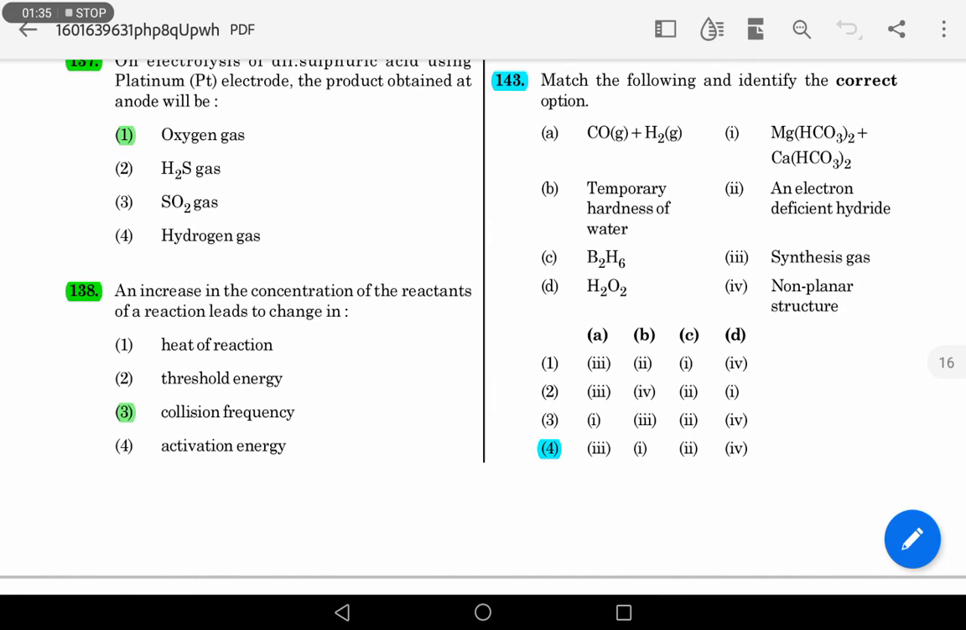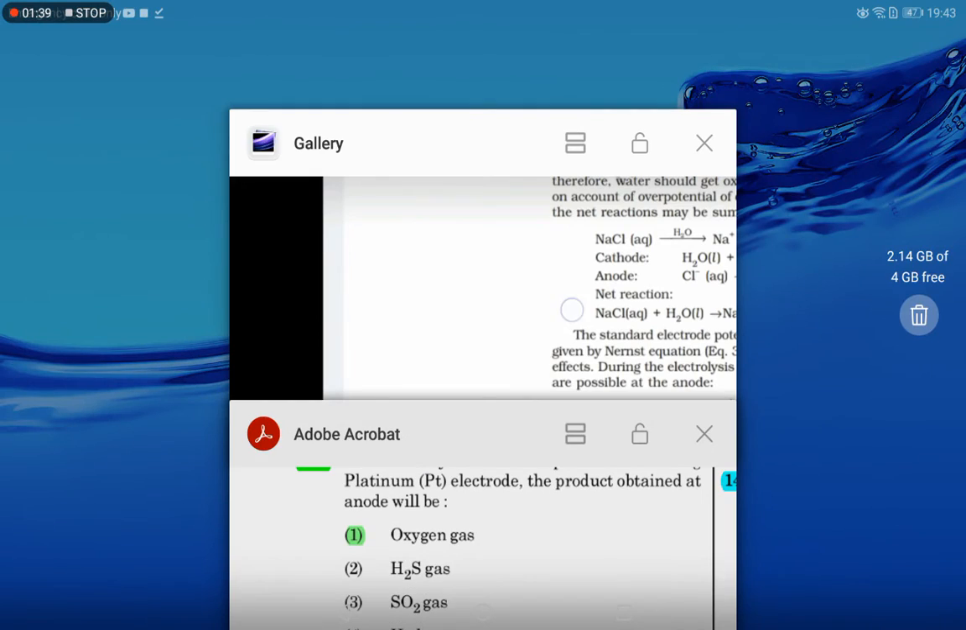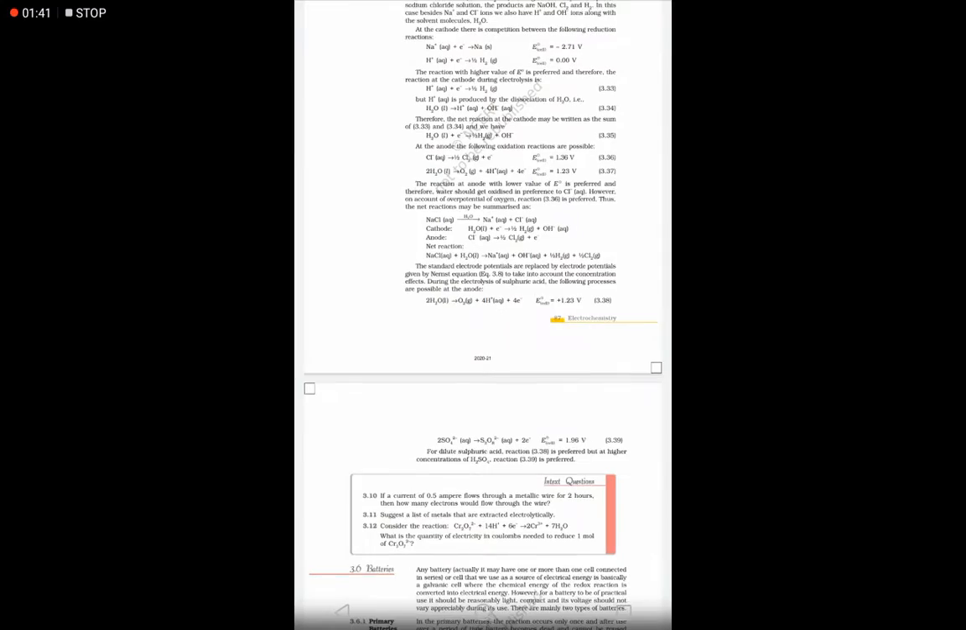An increase in concentration of the reactants of a reaction leads to a change in collision frequency. So we come to know that collision frequency changes on increase in reactants, because with increase in concentration of the reactants per unit volume there would be more number of molecules. So the number of collisions taking place per unit time per unit volume increases to a greater extent. Hence with increase in concentration the collision frequency increases.